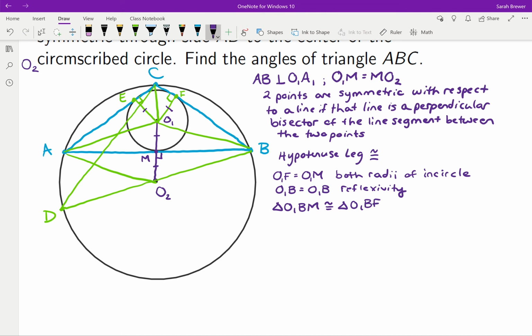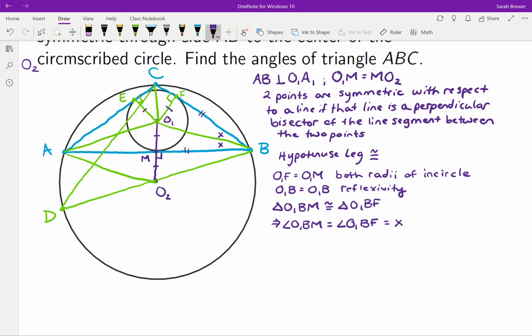And so if we have congruent triangles, we know that all of their corresponding parts are equal. So in particular, I can say that angle O1BM is equal to angle O1BF, and I'm going to let that be called x. So that's this angle and this angle.